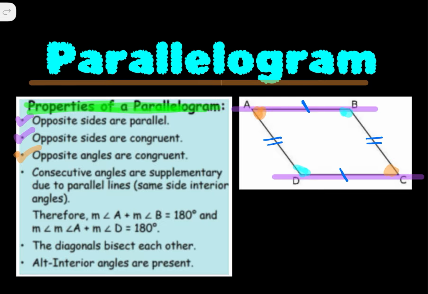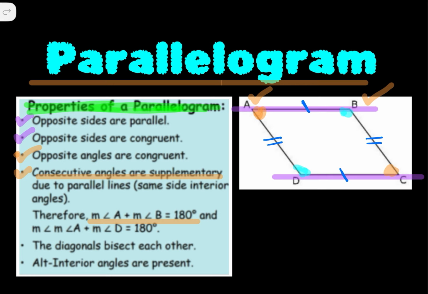The fourth bullet is consecutive angles are supplementary due to parallel lines. Example, we have here measure of angle A plus measure of angle B. A and B are considered supplementary. They're right next to each other. These two angles are right next to each other. So when they're added together, it is equal to 180.